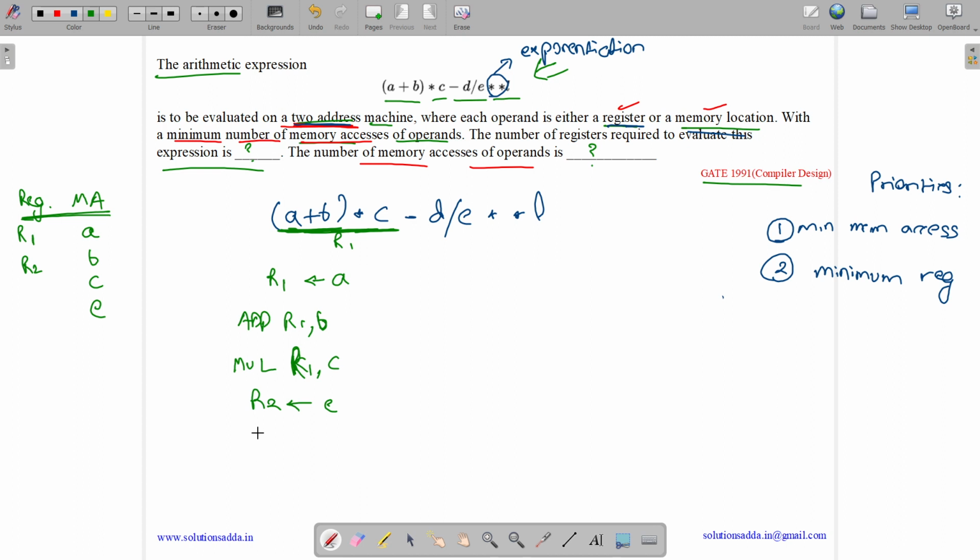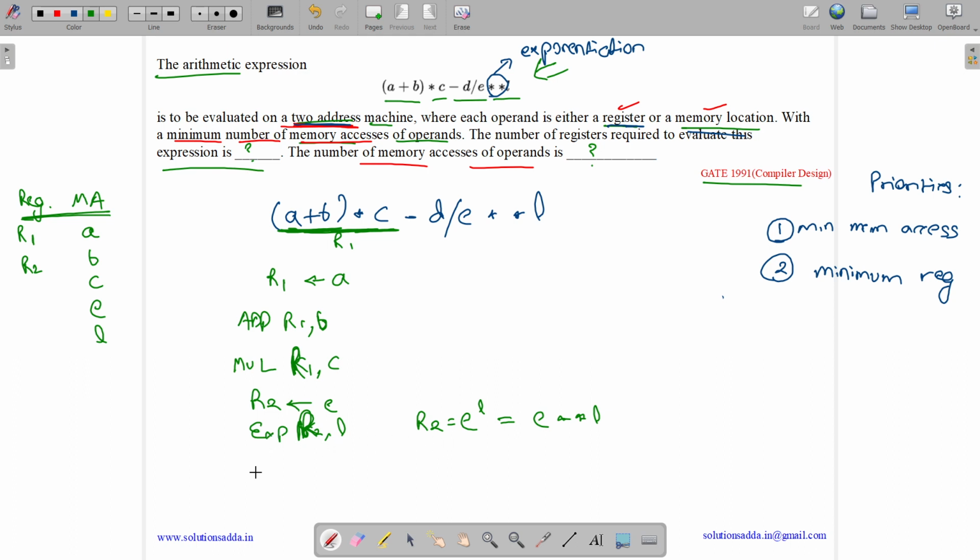Now we do exponent R2 with l. We have a memory access for l and we haven't used any extra register. What we have done here is R2 will store the value of R2 to the power l, which is e ** l. So this is the content of R2.